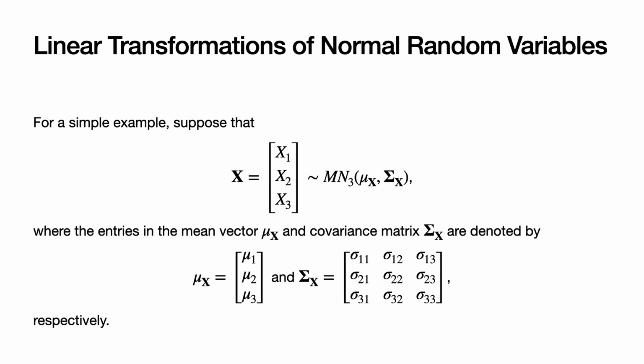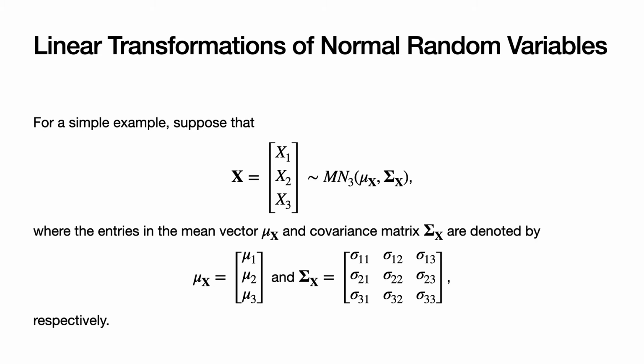Now, for a simple example, let's suppose that the random vector x is a 3 by 1 vector that varies according to a multivariate normal distribution of rank 3 with a mean vector of mu sub x, which is a 3 by 1 vector of means, and the covariance matrix, capital sigma sub x, is a 3 by 3 covariance matrix of rank 3. Now we're going to denote the entries in the mean vector mu sub x as shown here. So mu1, mu2, mu3, mu1 being the mean of x1, mu2 being the mean of x2, and mu3 being the mean of x3.